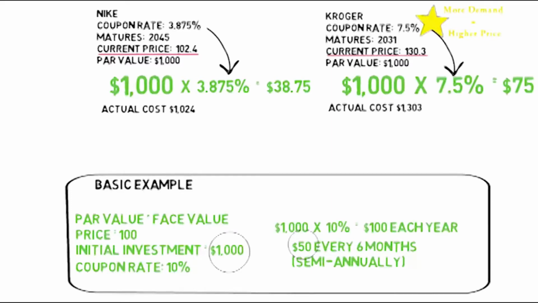The advantage of buying the Kroger is if you pay $1,303, you will receive $75 a year, versus the $1,024 for Nike, where you're only going to receive $38.75 a year.